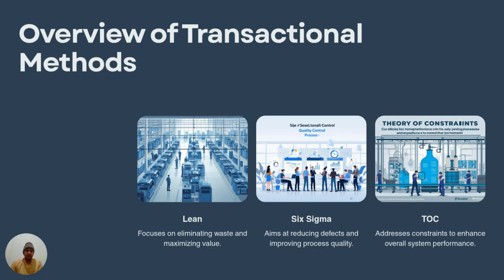So it's not about rebuilding. They will use processes that are already there and improve on them. The common ones here are Lean, which is to eliminate waste and maximize customer value. Then there's Six Sigma, where you use data to minimize variation and defects. This one is aimed at reducing defects and improving process quality.